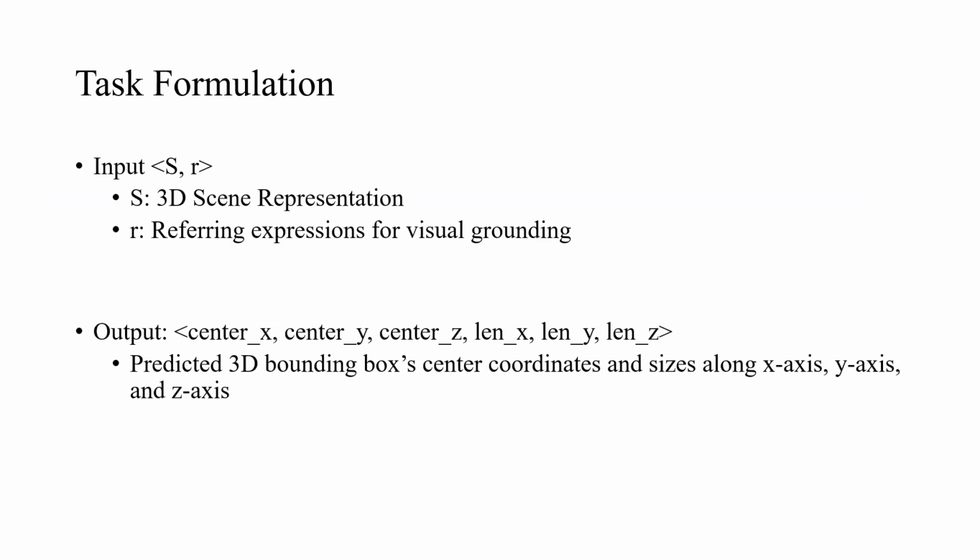Here we present the task formulation for Anywhere3D. The model takes as input a 3D scene representation and a referring expression, and outputs the predicted 3D bounding box, represented by its center coordinates and its dimensions along the x, y, and z axes. We evaluate 3 different types of models on our benchmark: LLMs, MLLMs, and 3D visual grounding models.